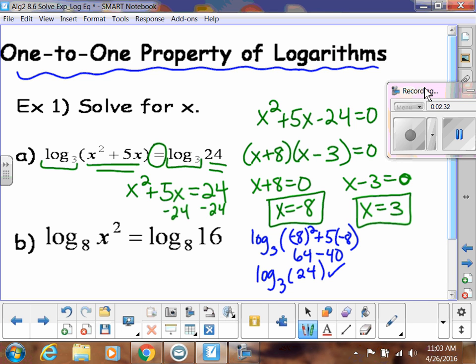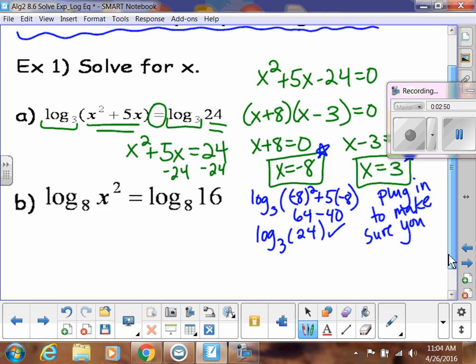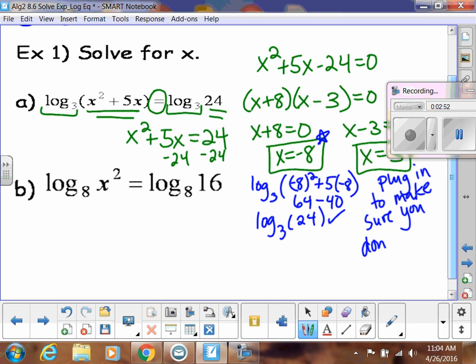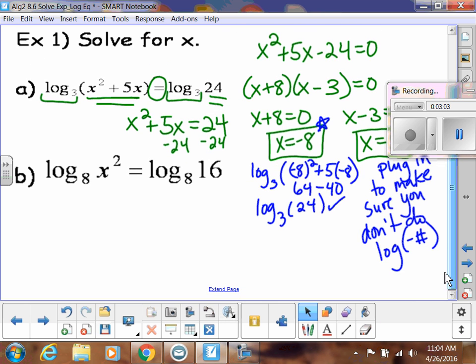So always double check to see if these values give you a negative after the log, to make sure you don't take the log of a negative number. Okay? We can't take the log of a negative number. Remember that it has that vertical asymptote.